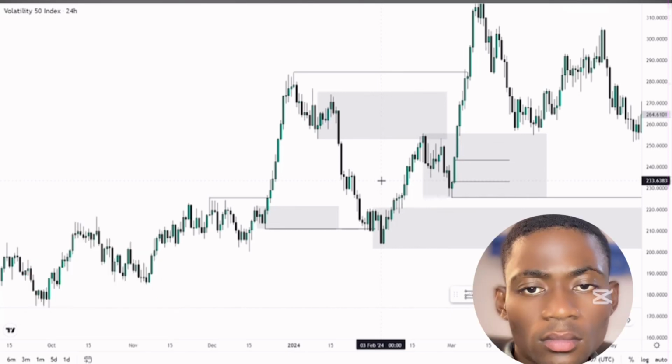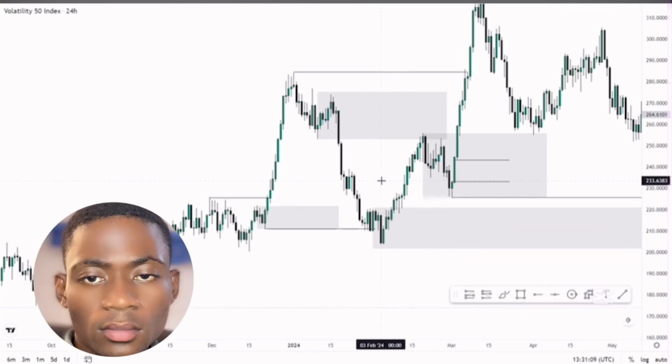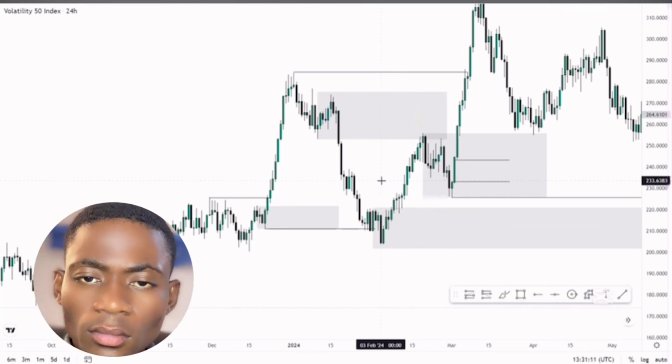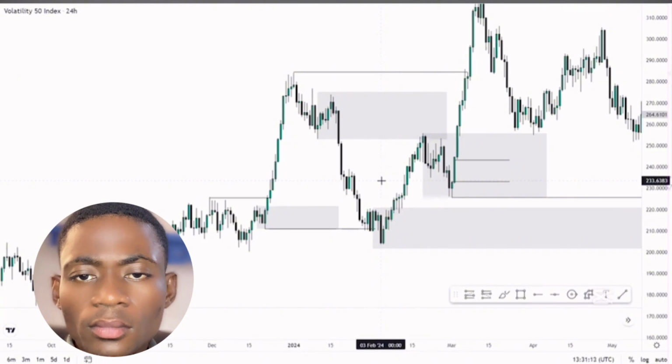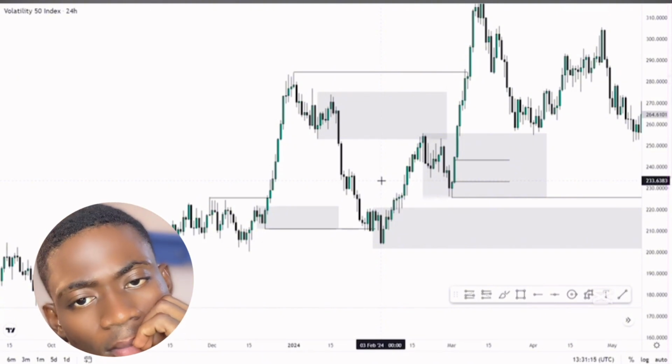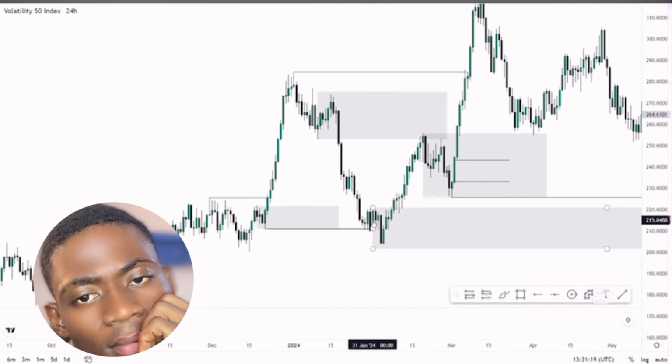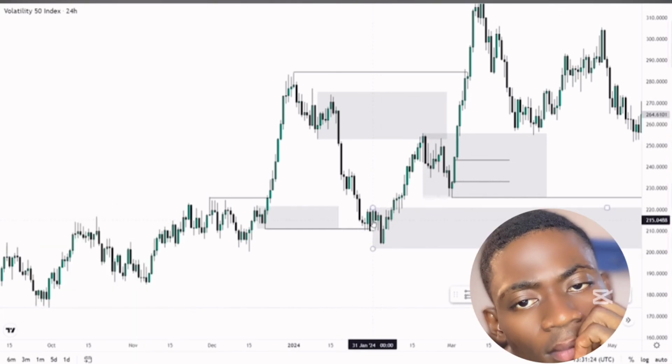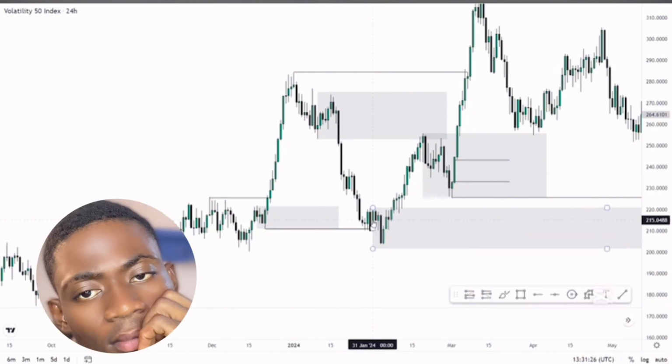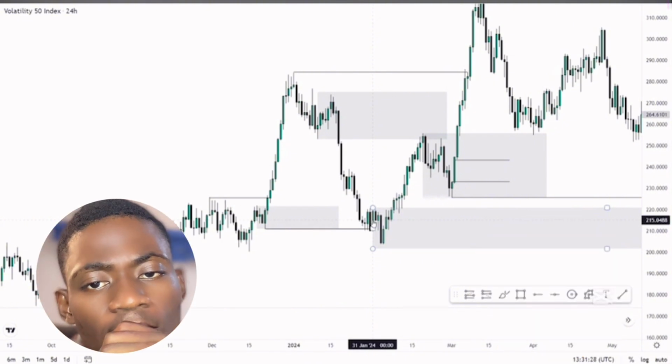So you have to also learn about marking out your point of interest, marking out your structure, and being able to recognize liquidity before you start saying you want to look out for untested area of interest. So that is just what I want to make as explanation to you guys.